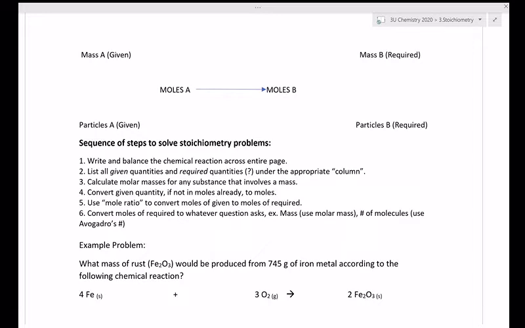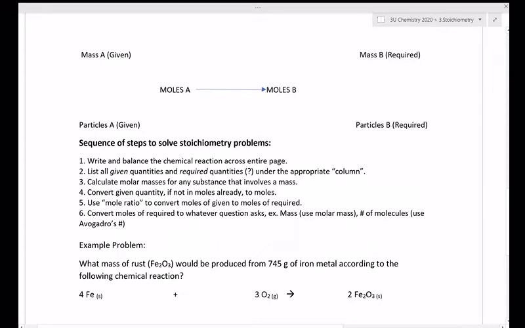So the example we're going to do down here asks for what mass of rust, which is iron oxide, would you produce if you had a 745 gram piece of iron and it was allowed to completely turn into rust. We want to know how much rust we would end up with. And here's the reaction: iron plus oxygen makes iron oxide.